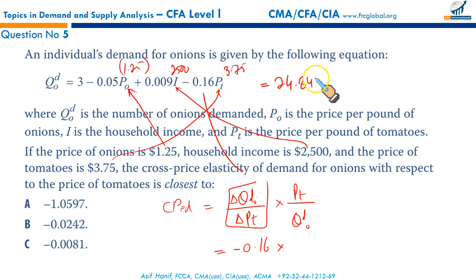Or take it up to 4 places after decimal. Now replace the price of tomatoes, 3.75, upon the quantity demanded at this price, 24.8375.